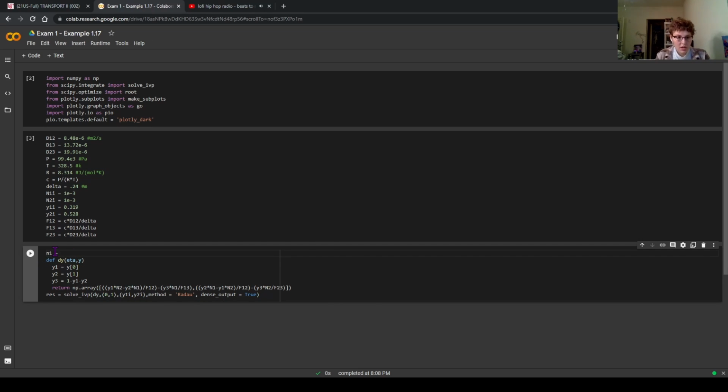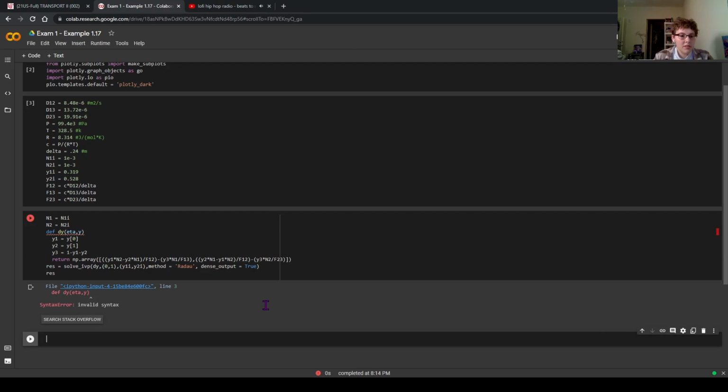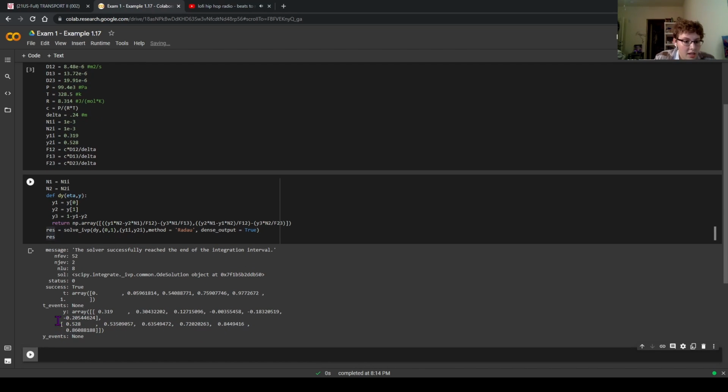So n1 is going to be equal to n1i, and n2 will be equal to n2i. So as long as everything is typed in, we can then go ahead and look at our function. I forgot a colon right there. That happens. So then we can go ahead and look at, this is our function right here.